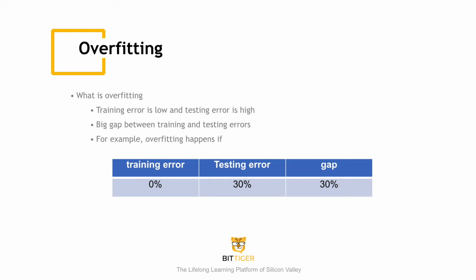Overfitting is a phenomenon of training a machine learning model. Overfitting happens if training error is very low, but testing error is high, and there's a big gap between training and testing errors. In this example, overfitting happens because training error is 0 and testing error is 30%.